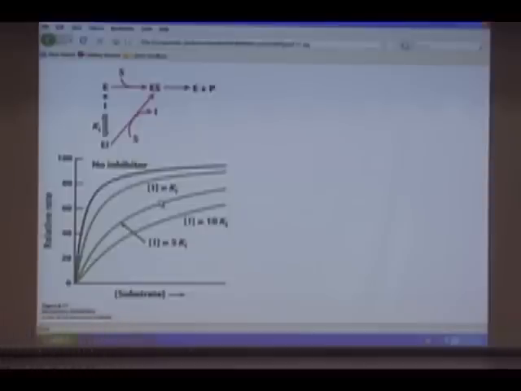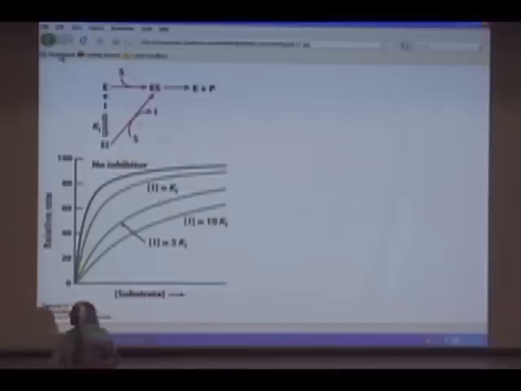Vmax over 2 to get to the same amount of attention. It's going to take more substrate to get to Vmax over 2. Make sense? So, in competitive inhibition, Vmax is unchanged. Km is increased.